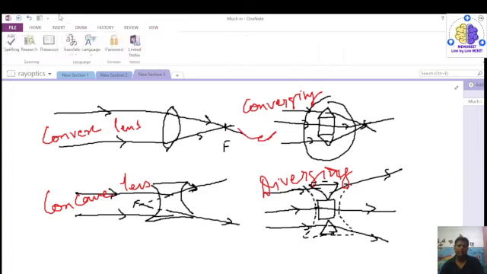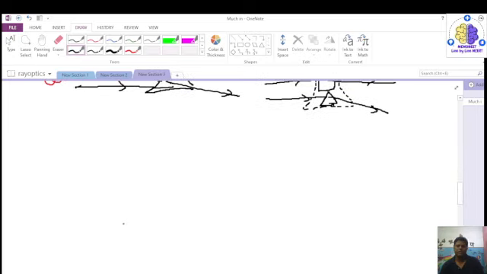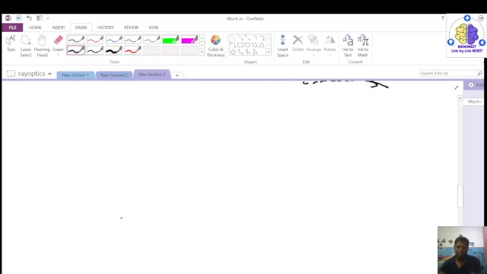Next, now moving forward, the next thing is terms related to lens. So if this is a convex lens, its geometrical center is known as your optical center.